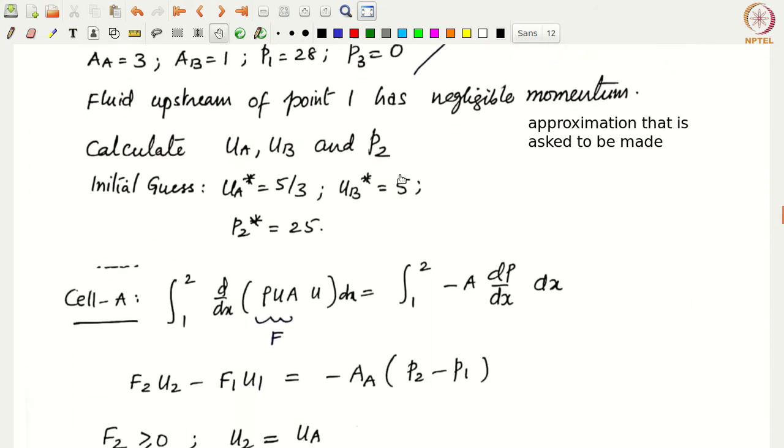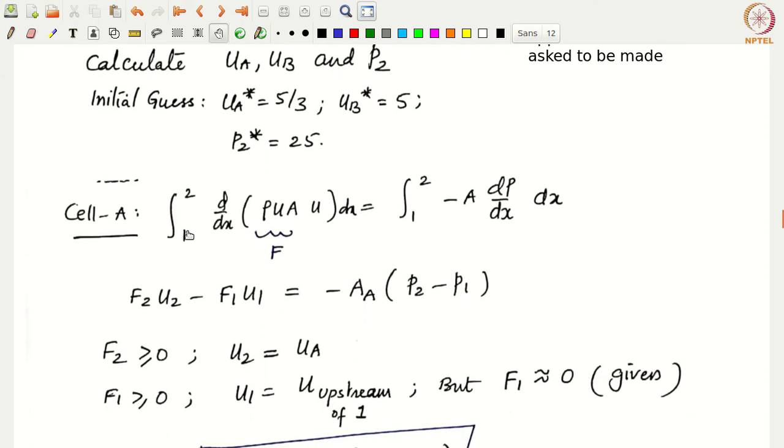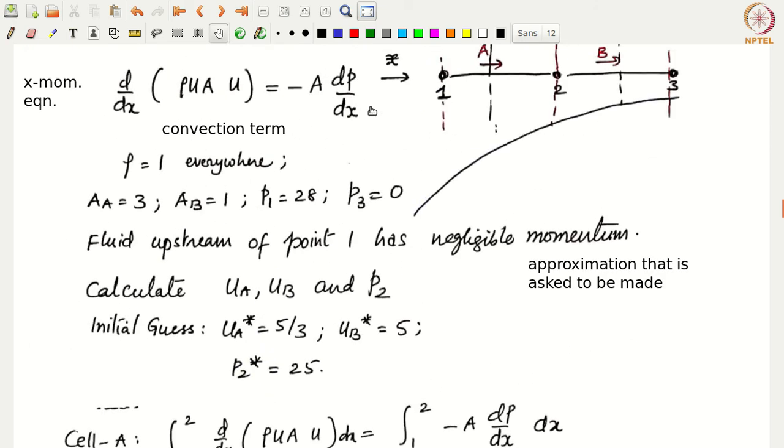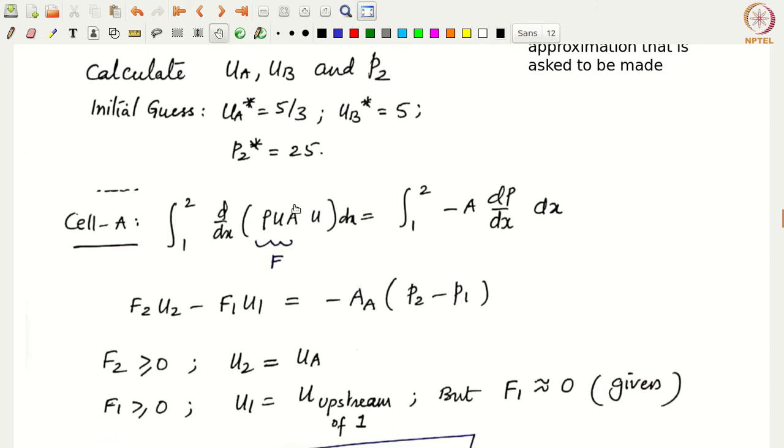All right, so cell A is going from 1 to 2. So what we have is integral 1 to 2 d by dx of rho UA U dx equals integral 1 to 2, on the right hand side, minus A dp dx. This being the convection term, we can write this with the flow rate, that is rho UA equals F times U. So if you apply Gauss divergence theorem and so on, what you basically get is F_e phi_e, right?